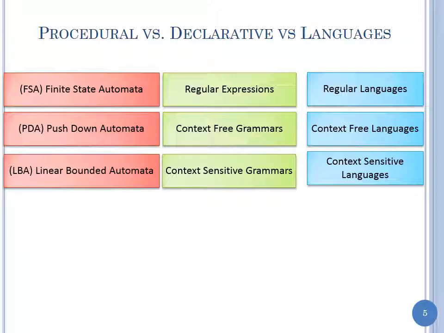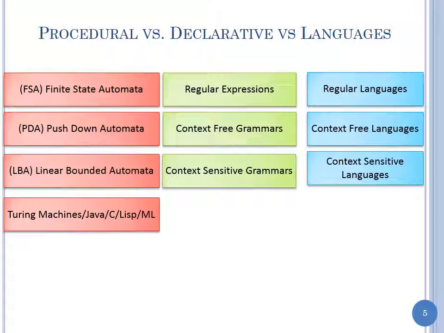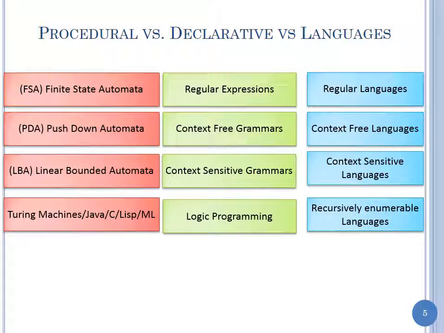Okay. And the next machine that you get is, assuming we have infinite memory, infinite disk, then Java, C, Lisp, ML are all equivalent to Turing machines. Okay? And these are recursively enumerable languages. And you have not studied in 455 a declarative equivalent of this. And that is where logic programming comes in, and that's what we're going to study next. And study means we'll see it next, and then we'll study it in depth later.